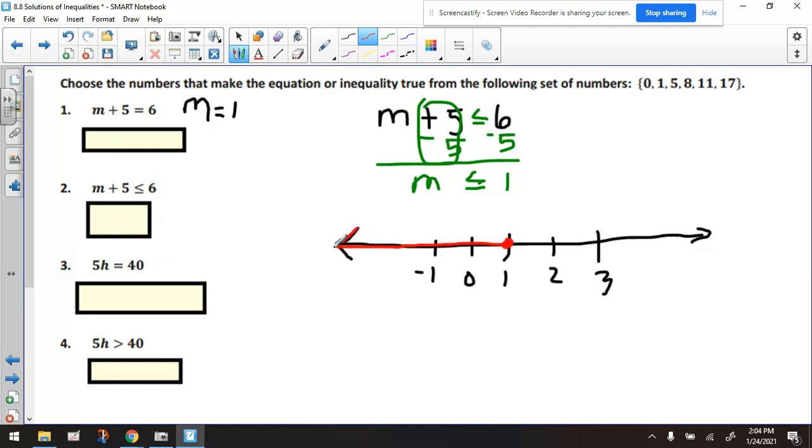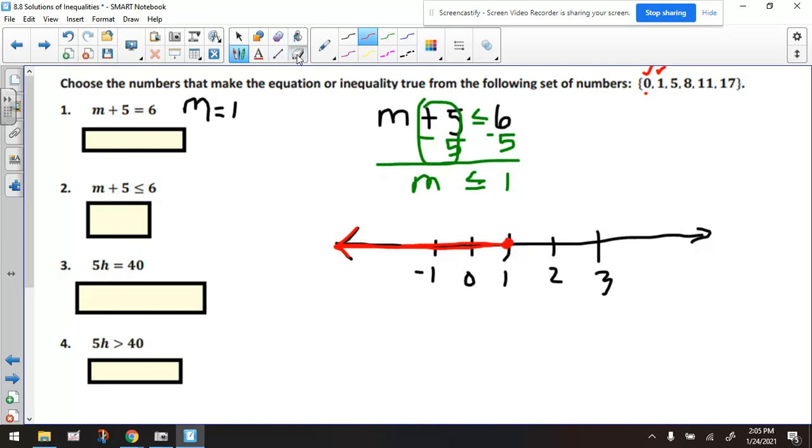Now, if we take a look at the choices that they give you in the brackets here, so 0, that's a choice, so we would pick that. This is a yes. I'll put a check next to it. 1 is included in the set because remember, this means less than or equal to, so 1 is a yes. And we would say no to the numbers 5, 8, 11, and 17, because those would all be to the right on the number line. And the solution to this has to be 1 or anything less than that.